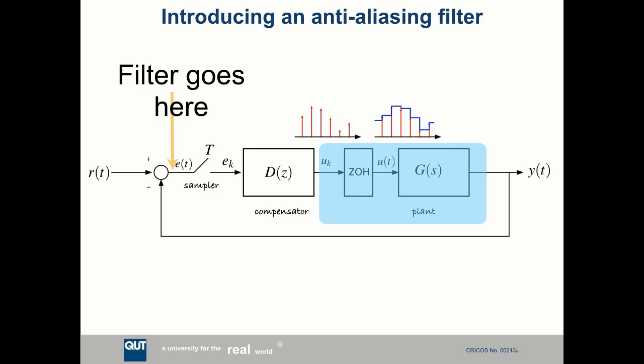So we get around this by introducing something called an anti-aliasing filter. We put in a simple filter, and we put it there in the diagram. We put it before we sample, yep? Because we want to eliminate frequencies above the Nyquist frequency before we sample, because it's the sampler that is causing this aliasing problem. So we want to get rid of those frequencies, don't let them into the sampler.